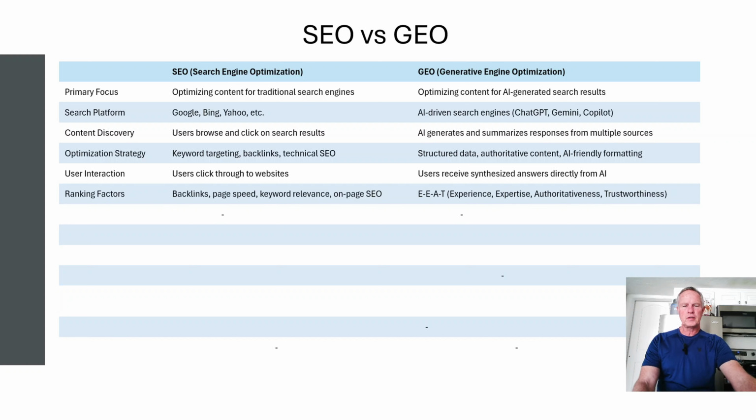Okay, ranking factors: backlinks, page speed, keyword relevance, on-page SEO, those things are all very important. Generative engine optimization, this is one. This ranks about 3rd on my list.